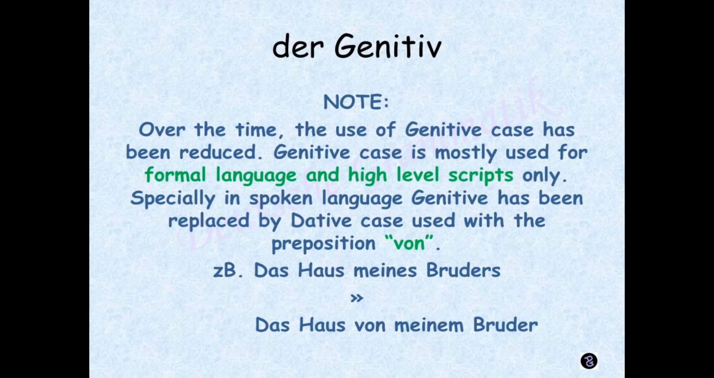For example, das Haus meines Bruders. We can write this sentence as das Haus von meinem Bruder. So here, instead of using genitive case to show the ownership of house, we say Haus von meinem Bruder. And since the preposition von is used, it takes dative case. The use of von plus dative is simpler than genitive case.